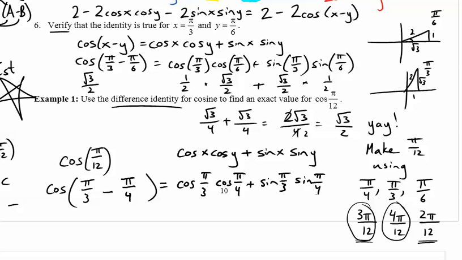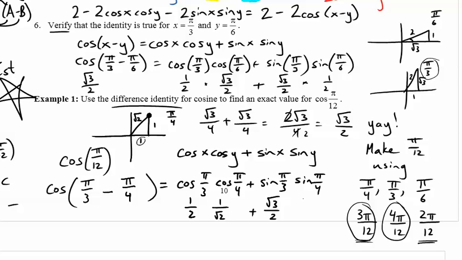Now I need to draw my special triangles. I still have pi over 3 up here. So cosine of pi over 3 is adjacent over hypotenuse, so 1/2. And sine of pi over 3 is opposite over hypotenuse, so root 3 over 2. Now I need to draw another triangle for pi over 4, which is 45 degrees. So that's my 1, 1, root 2 triangle. Cosine is adjacent over hypotenuse, 1 over root 2. And sine is opposite over hypotenuse, 1 over root 2.